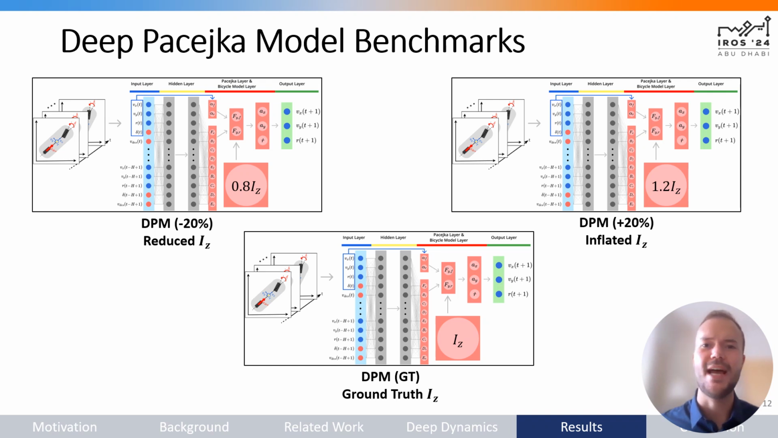Now, this is more of an ideal scenario because, again, these aren't typically available. So we also wanted to test a scenario where the vehicle had an error in its estimated moment of inertia. So here, we're going to give the deep Pacejka model moment of inertia estimates that have an intentional error added to them. One where we reduce the ground truth value by 20%, and one where we inflate it by 20%.